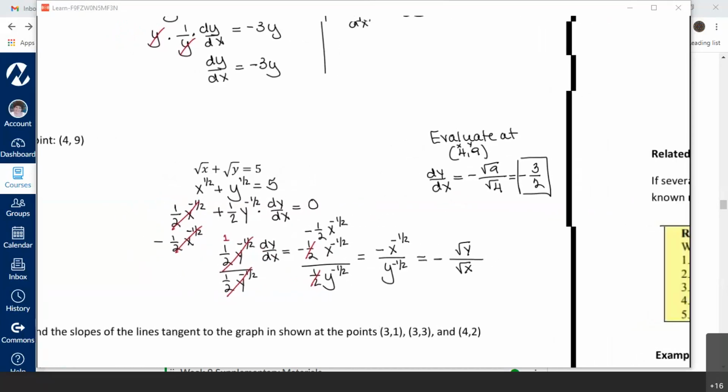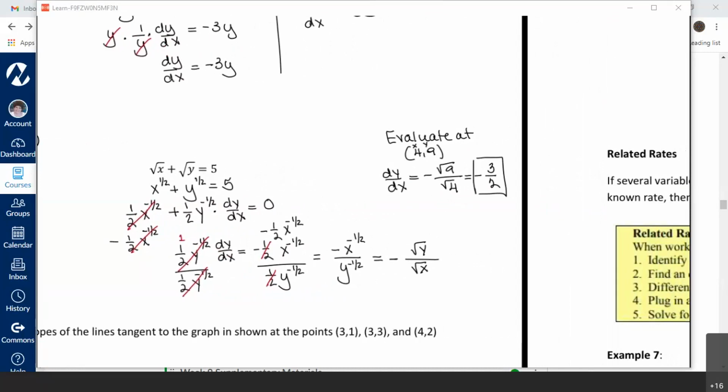It's also the rate of change of this function's y value at that point. Okay, so those are all the flavors that I was able to think of that you might run into. Okay, so any questions on 5?